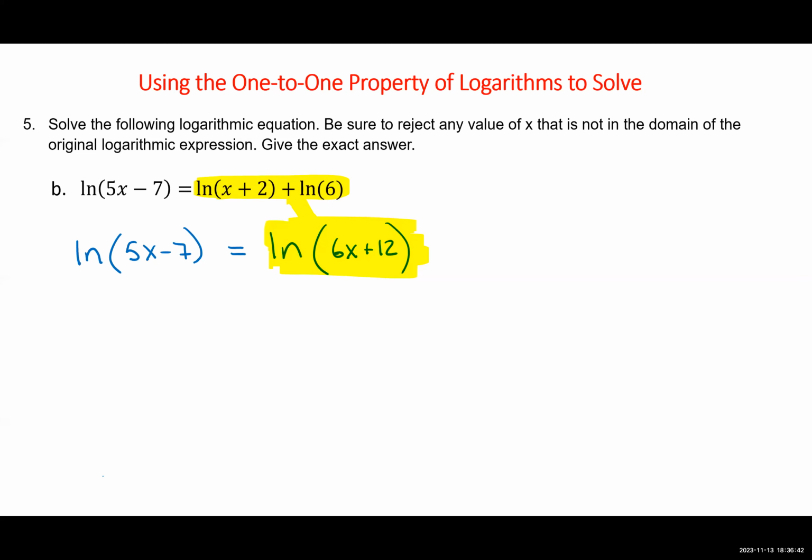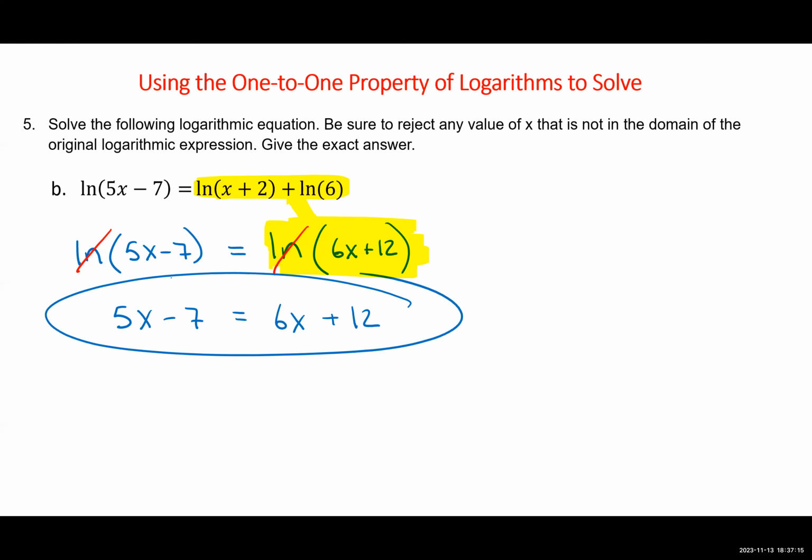Now we've got a single logarithm on the left. We've got a single logarithm on the right. And again, speaking a little bit informally, but it allows us to cancel the logs. And this is a result of the logarithmic function being one to one. So 5x minus 7 is equal to 6x plus 12. Solve for x. It's no longer a logarithmic equation. At this point, it's linear.